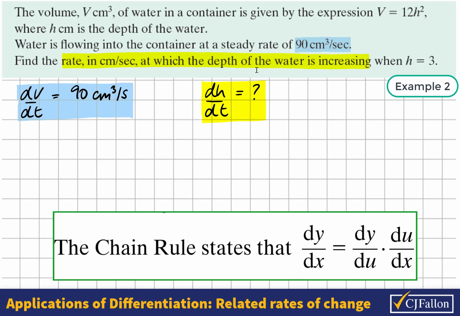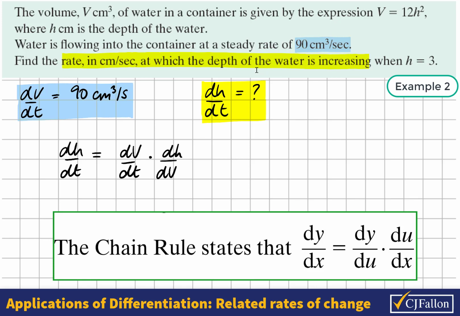It's a related rates of change question because we can't find this directly. However, we can express dH/dt in terms of the thing that we're given, in terms of dV/dt. So dH/dt is equal to dV/dt multiplied by, now what we would like is a dH on top and a dV underneath, so that the dVs are undoing each other.